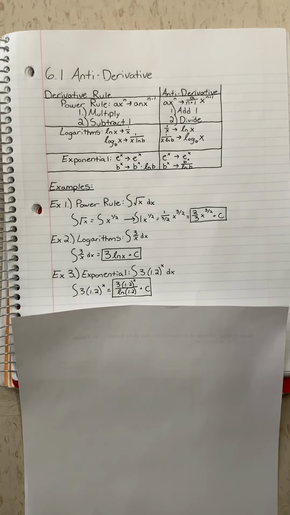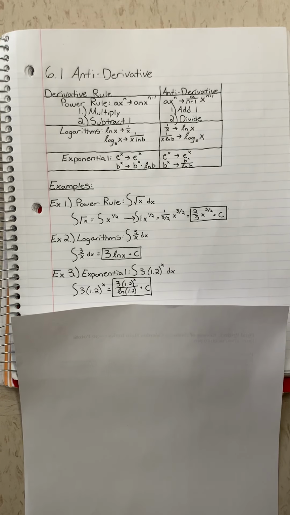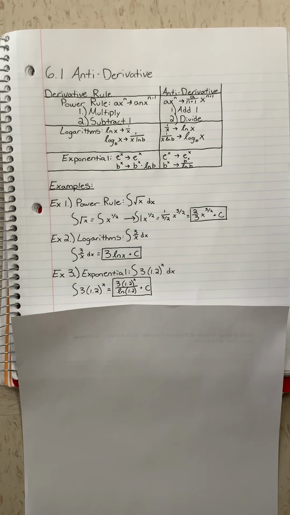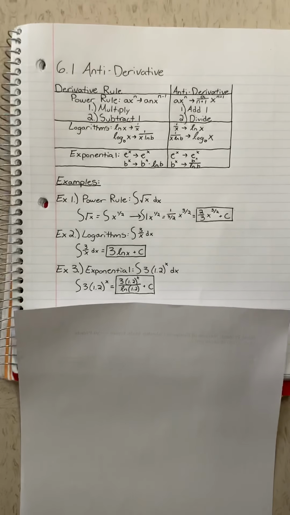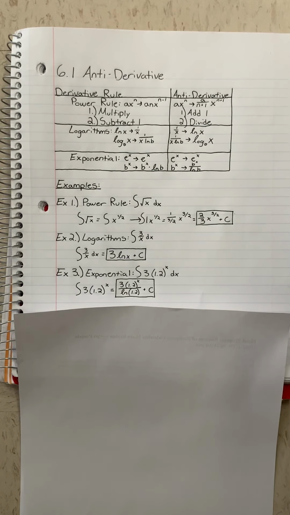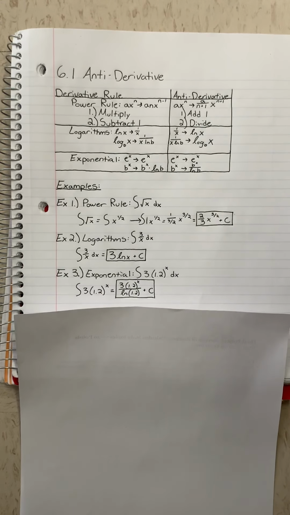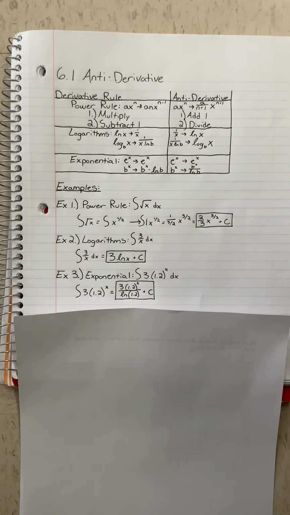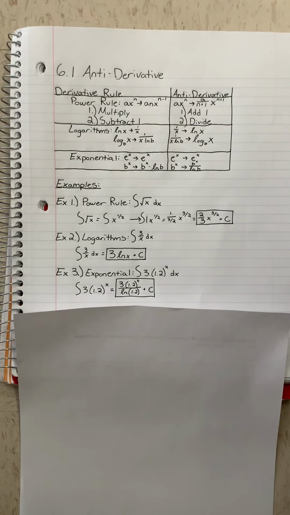The next example is exponential. We have the integral of 3 times 1.2 to the x dx. This is one where we just plug it into the exponential antiderivative formula. The 1.2 to the x is going to act like the b to the x. So when you plug it in, you'll have b to the x over the natural log of b. So you have 3 times 1.2 to the x in the numerator, followed by the natural log of 1.2 in the denominator. And then, of course, you add your c.